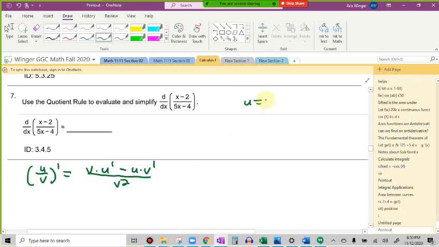U in this case is the numerator. V is the denominator. I'm trying to make these derivatives pretty nice. The derivative of x minus 2 is 1. The derivative of 5x minus 4 is 5.